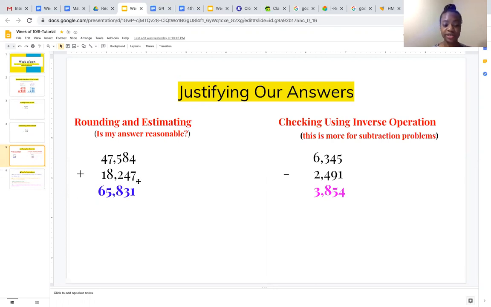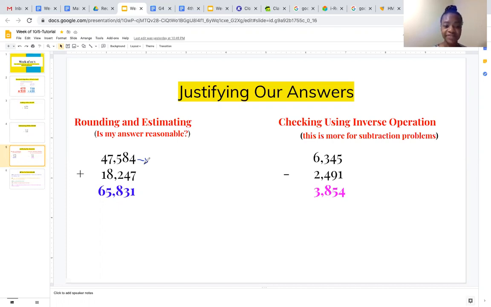So let's start with our addition problem that we worked on earlier. We got 65,831. We want to see if this number makes sense with the problem given. So we're going to do this by rounding. Since there are 5 digits here, we're going to round to the 10,000s place, even though it would work with rounding to a different place value. But to keep it easier for ourselves, 5 digits, so let's think 10,000s.